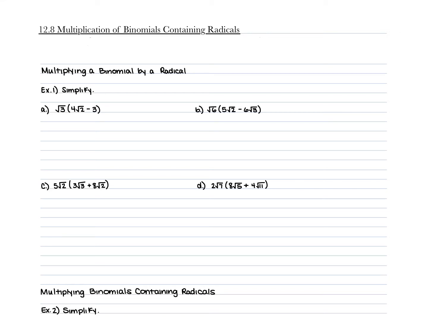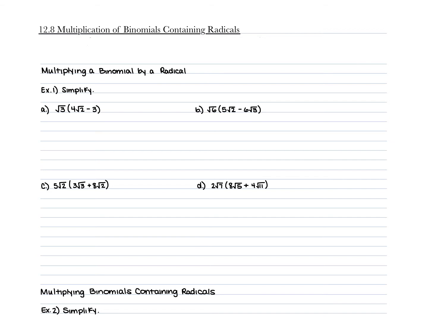So 12.8 goes over a multiplication of binomials containing radicals. When we multiply with these, if there's something out front of the radical, those terms will multiply together, and then anything inside the radical, as long as it's the same index, will multiply together.